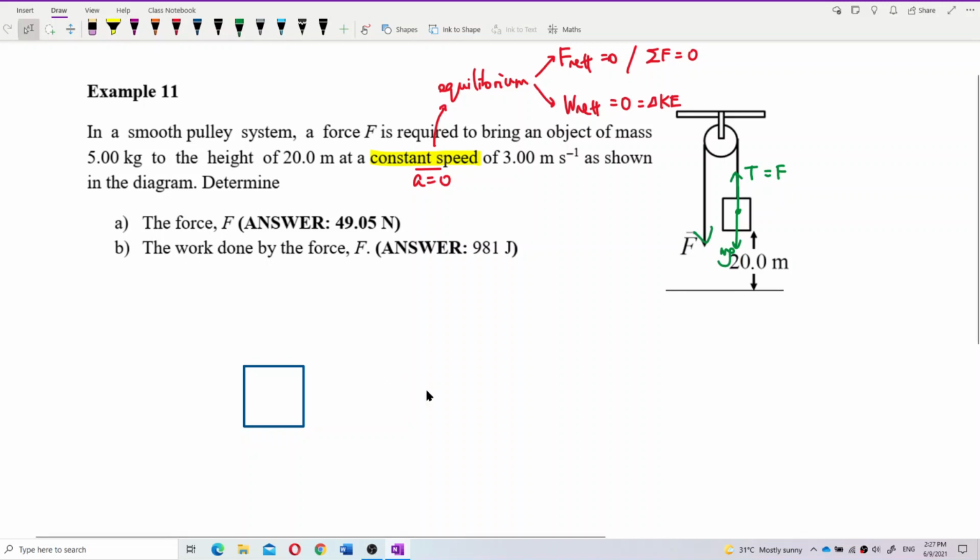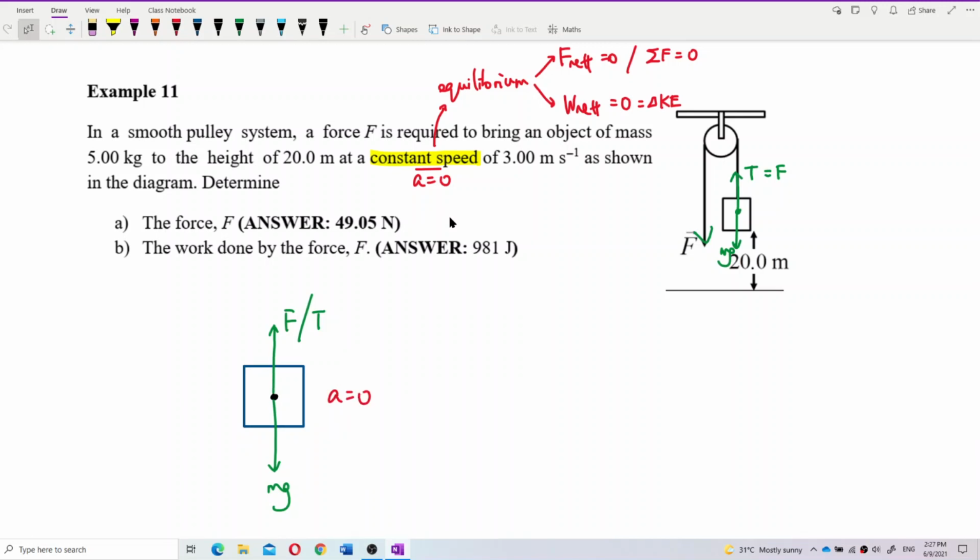So okay, let me draw the free body diagram. So this is the block. I put a dot mass there, and this is force F, or you can write it as tension. This is the weight, weight mg, and then acceleration is 0, because there is no acceleration.